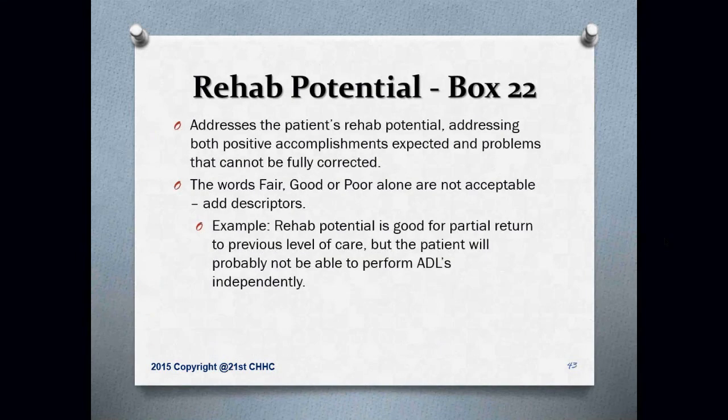Box 22 talks about rehab potential. That has to be in there. Again, you want to have descriptors, good, fair, and poor. You can use those, but there should be some descriptors along with that, and I give you an example. And again, they need to be realistic for the patient.